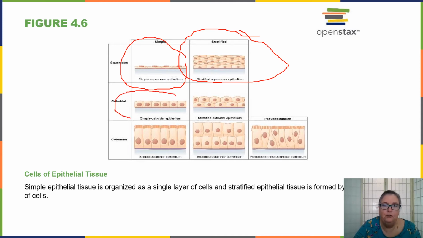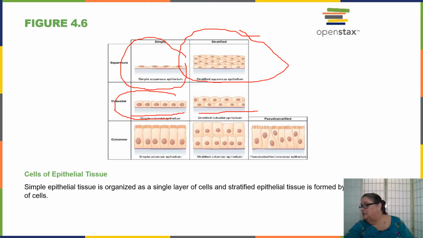Then we can have cuboidal. So cuboidal are more or less in the shape of a cube, right? Like a child's block. And again, it can be simple, one layer, or it can be in several layers. So we've got simple cuboidal and stratified cuboidal. So stratified means the layers, right? So simple cuboidal we would find in the kidneys, where we're having again some absorption and excretion.